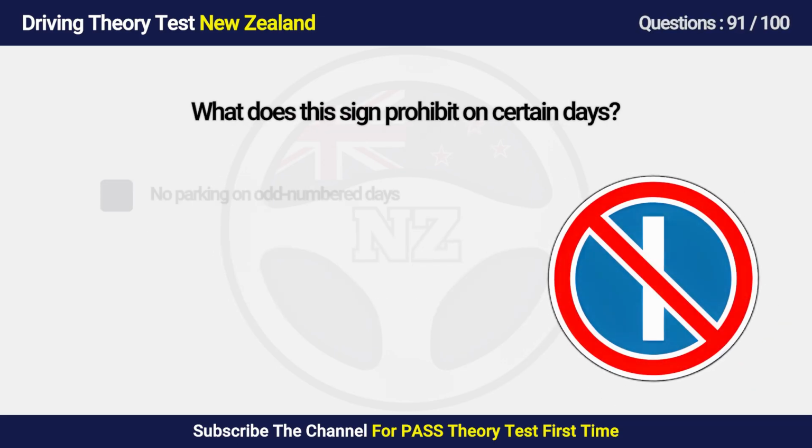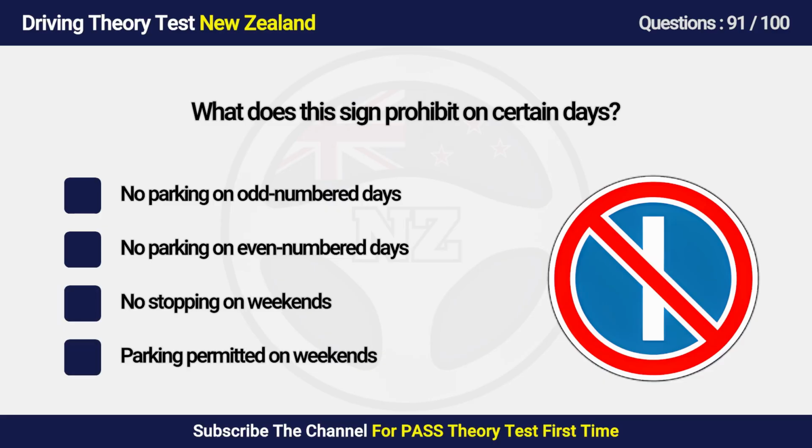Question 91. What does this sign prohibit on certain days? A. No parking on days. B. No parking on days. C. No stopping on weekends. D. Parking permitted on weekends.